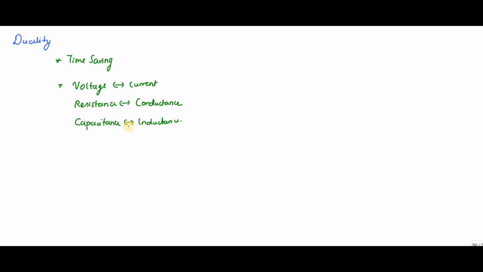So we have two different circuits, but they have the same equations and solutions, except that the roles of certain complementary elements are interchanged. So this interchangeability is known as the principle of duality. Okay, so this is called the principle of duality.